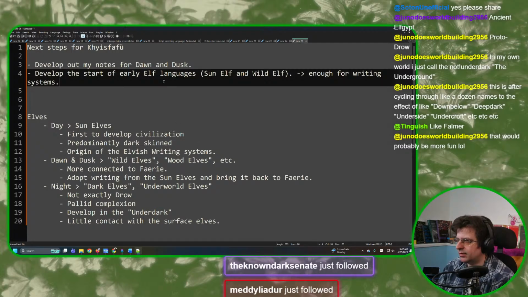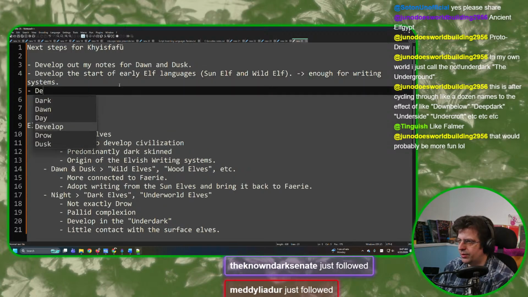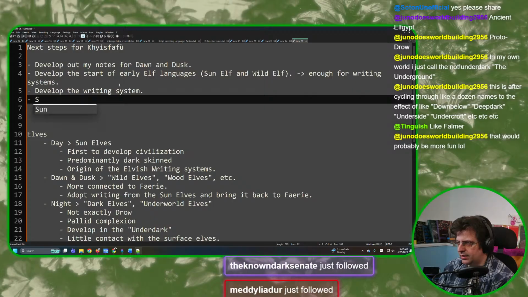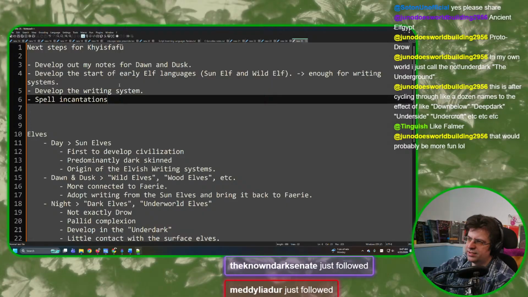And then from there, we need to develop the writing system, and then after that, spell incantations. Unless I decide to do spell incantations earlier, I'm not sure which direction I want to go. I kind of want to do the writing system and be sure that I have my languages in a solid state before I do spell incantations.